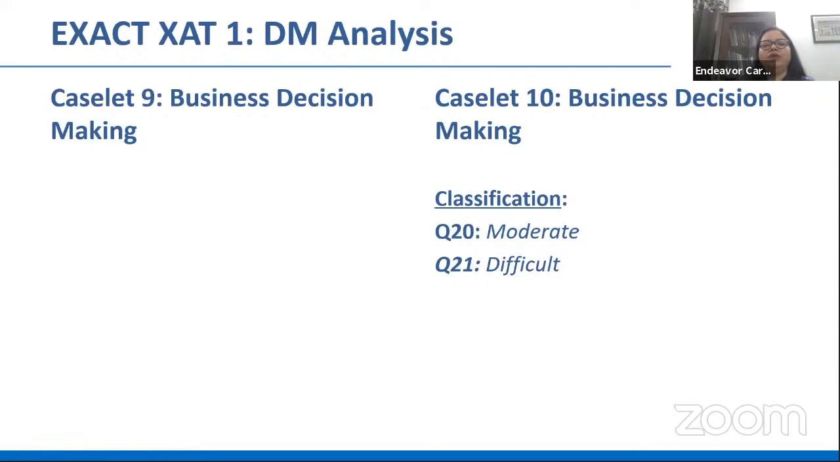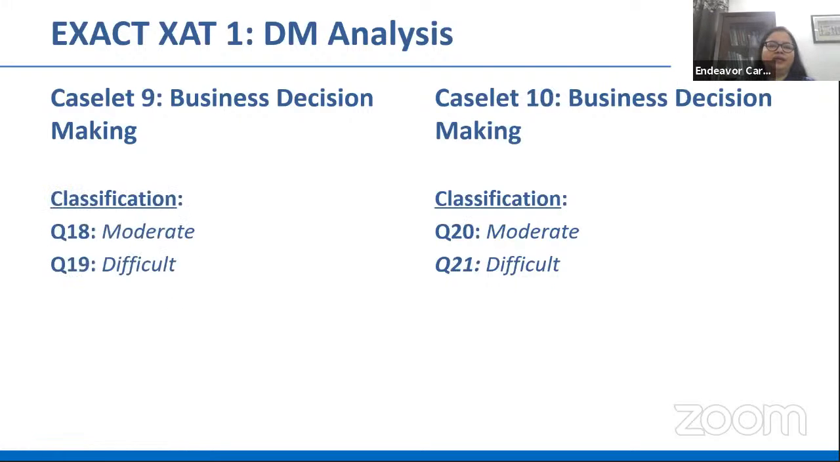Look at the huge number of difficult questions we are looking at. Caselet 9, which had 2 questions, had 1 moderate and 1 difficult. Caselet 10, the last one, okay, again had 1 moderate and 1 difficult. This means that we are looking at a sectional which had a lot of business decision making.